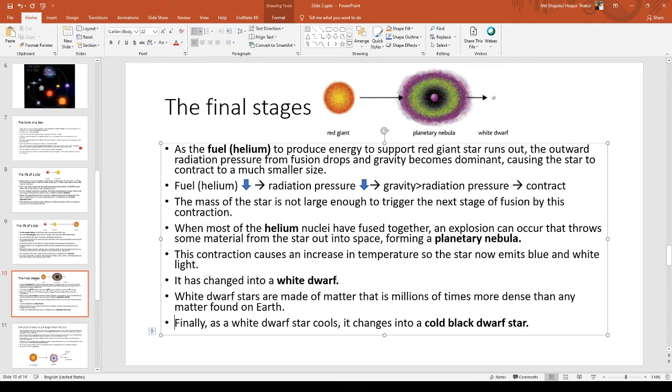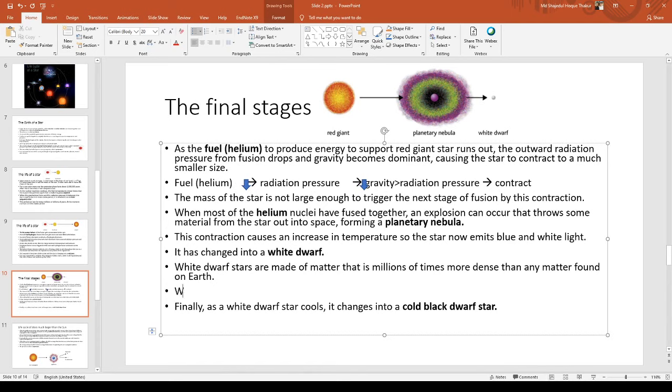Okay, so why is the white dwarf star so dense? The answer is: white dwarf stars are composed of mostly nuclei only. You understand why? Because you remember, think about the atom. The atom is actually mostly empty space.